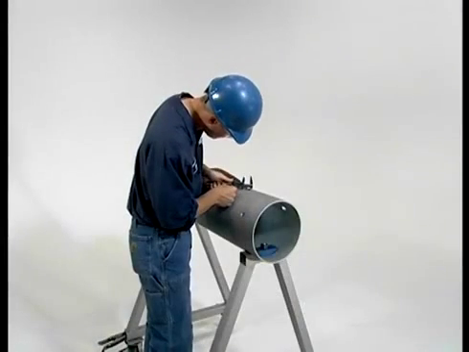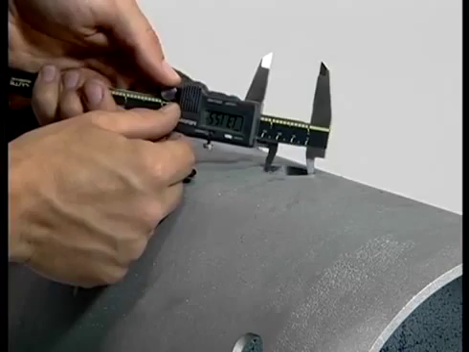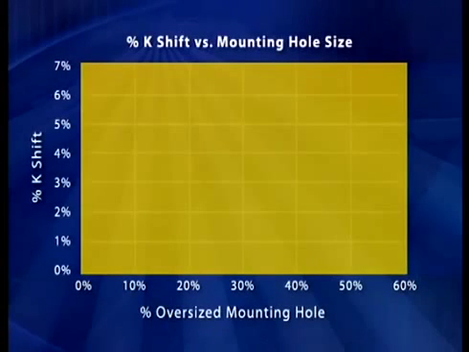When the hole is complete, be sure to confirm its size using an inside caliper. The correct hole size is very important in the installation process. A hole oversized by 20% can induce a K-factor shift of 2%, which will in turn impart errors on the flow reading.